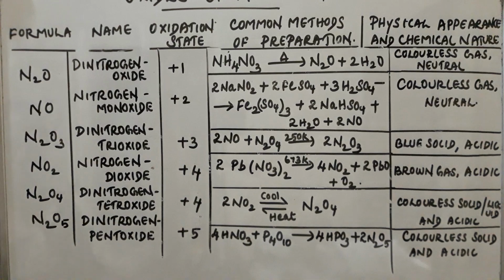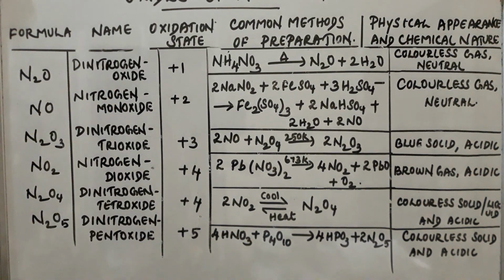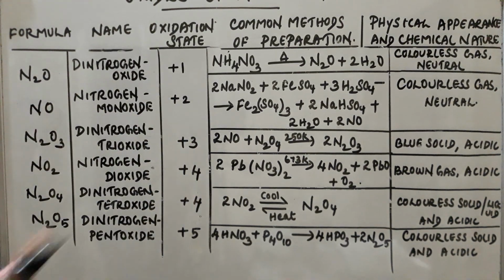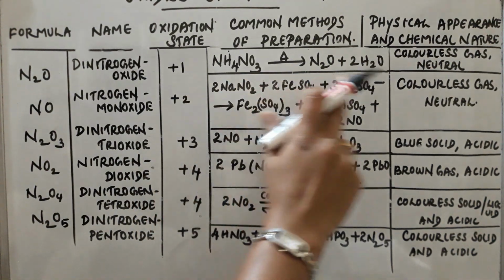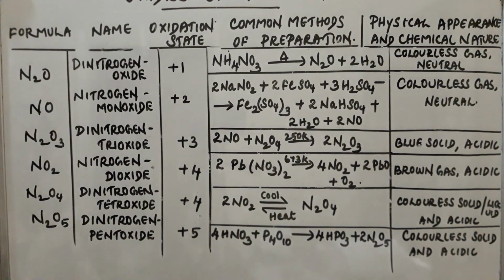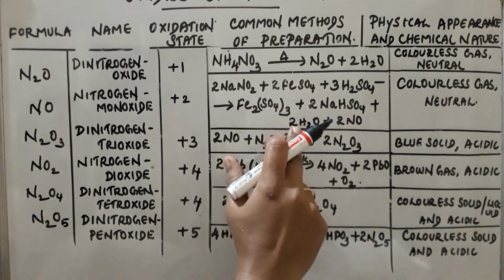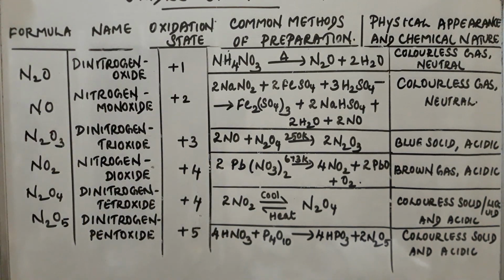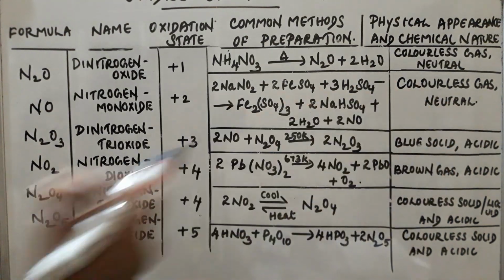Now, the second one is NO, that is nitrogen monoxide. Here the oxidation state is +2. How can we prepare it? It can be obtained from sodium nitrate, iron sulfate and sulfuric acid. On reaction we get iron sulfate, sodium bisulfate, 2NO and water. By this process we can obtain nitrogen monoxide. It is a colorless gas and it is neutral.